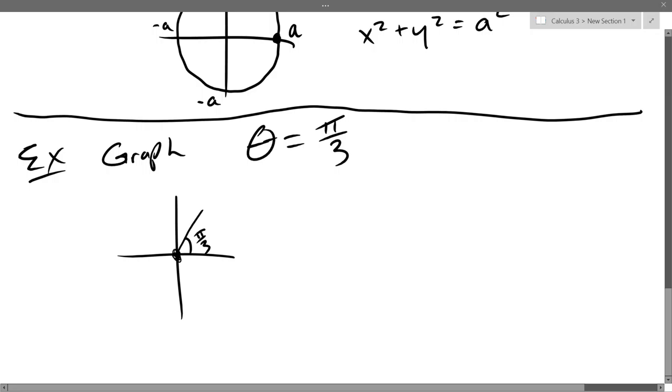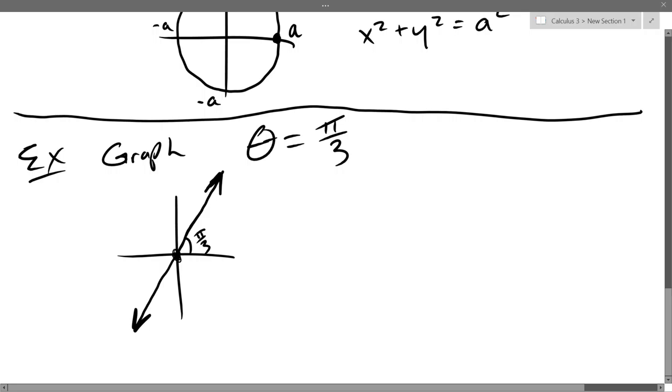And what happens if r starts to grow positive? You're going to trace this ray right here. And there's no upper bound on r, so it keeps going. R could also be negative. We didn't write anything about r. So if r is negative, it's going to go that direction. So this is a line through the origin with a slope.